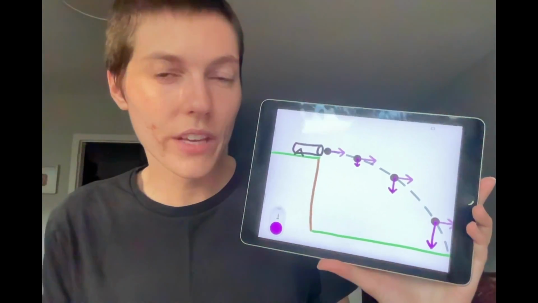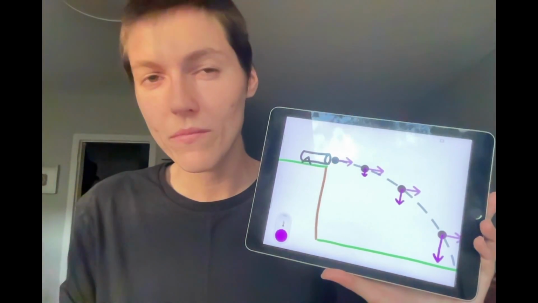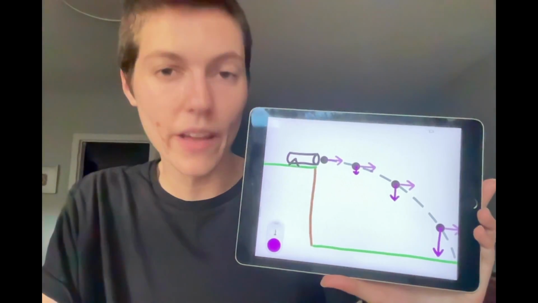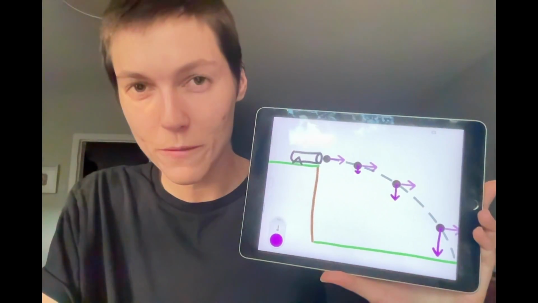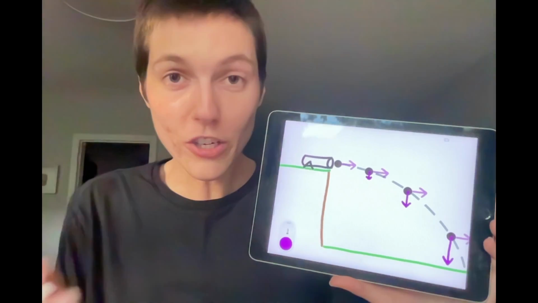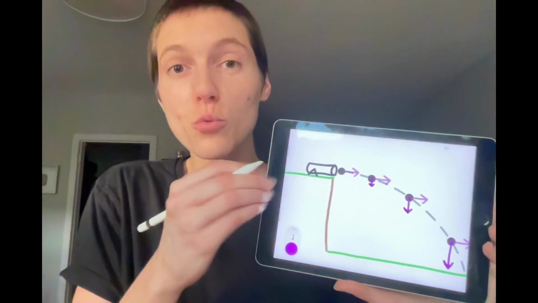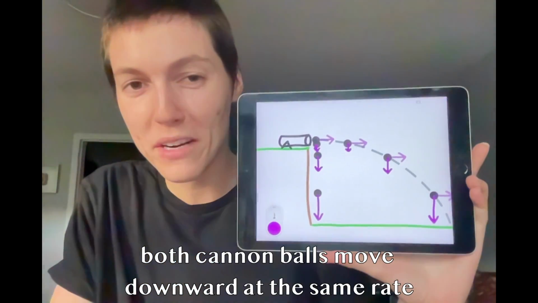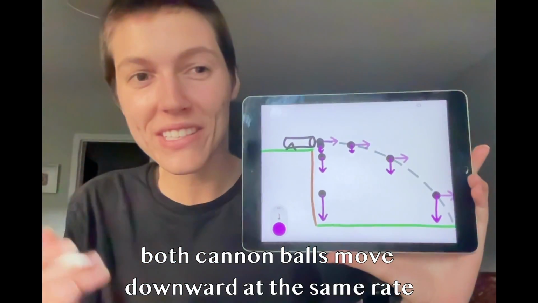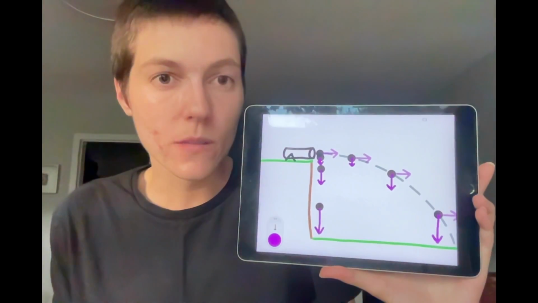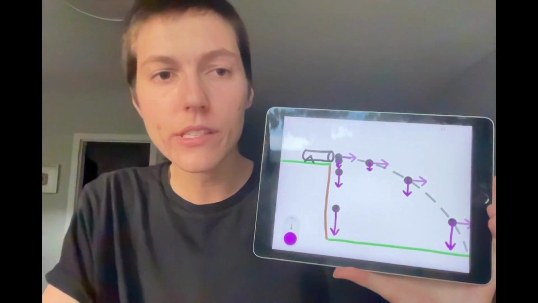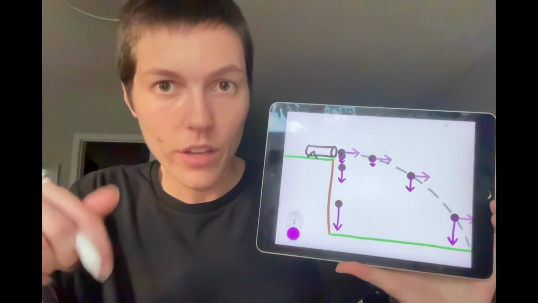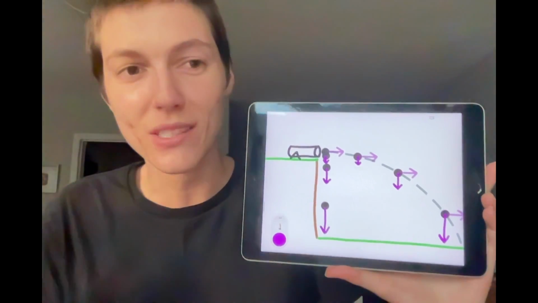The downward motion of the cannonball is simply due to gravity. The ball started with no downward velocity, but then it increased by 10 meters per second every second. This downward motion functions the same as if we were to have just dropped the ball straight off the cliff like the other one. Therefore, both cannonballs move downward at the same rate. This makes sense because they're both being acted upon by the same force in the same direction. They both accelerate downward at a rate of 10 meters per second squared.